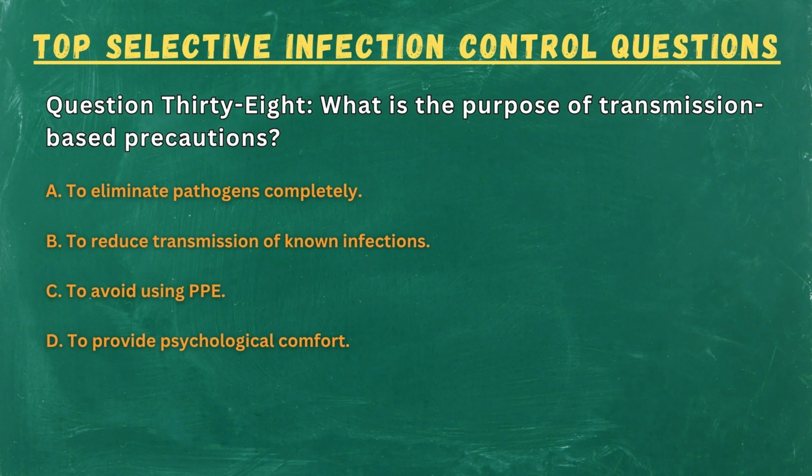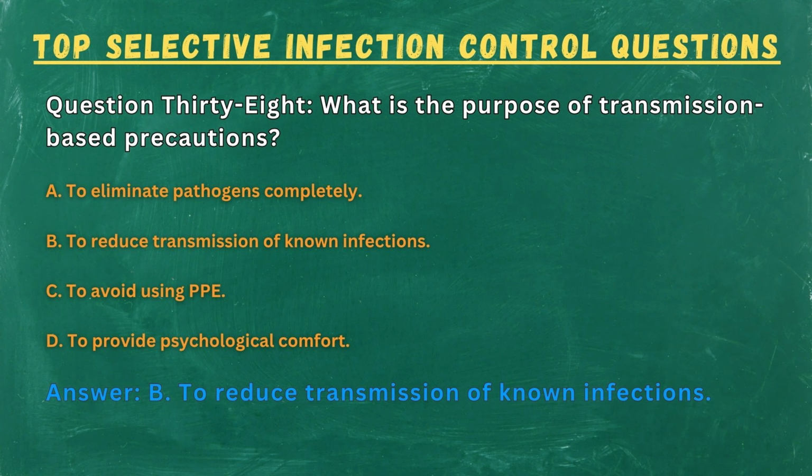Question 38. What is the purpose of transmission-based precautions? A. To eliminate pathogens completely. B. To reduce transmission of known infections. C. To avoid using PPE. D. To provide psychological comfort. Answer: B. To reduce transmission of known infections.